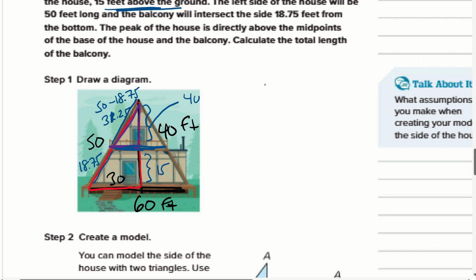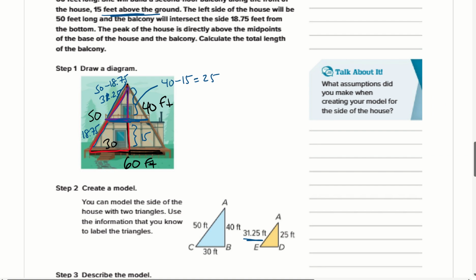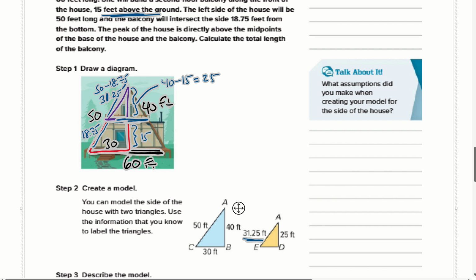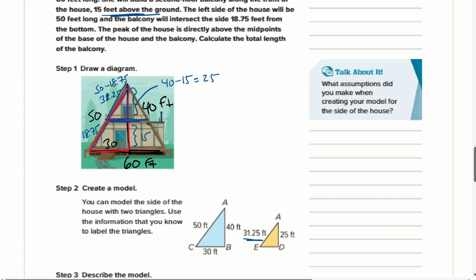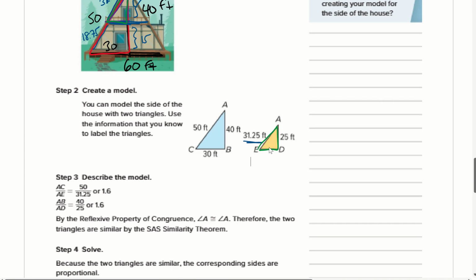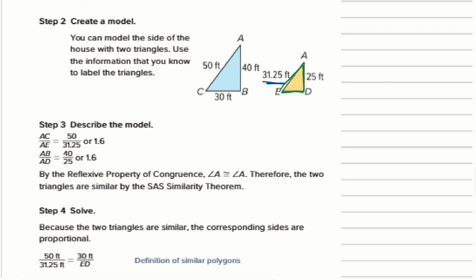Okay, so 40 minus 15, which is 25. Okay, good. So we got ourselves our model, right? Let's see. Okay, so we got ourselves this green triangle, which is this one right here, right? 31.25 and 25. I wanted to show you where those triangles came from in the problem, so that way you get an idea. Where did we come up with these sides? So we got our model. Use the information you know to label the triangles.